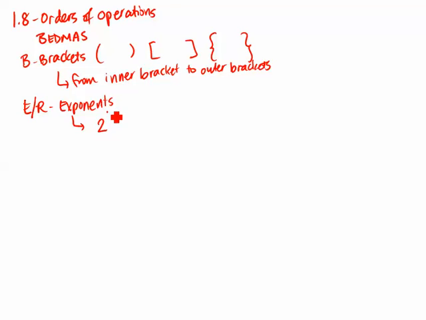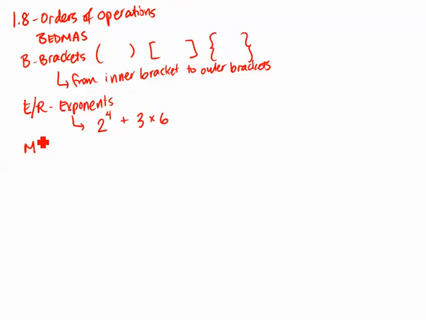For example, 2 to the 4th power, I would solve that before I add it to anything else in this problem. So in this case, I solve this exponent first, 2 to the 4th, before I do any addition or even the multiplication.